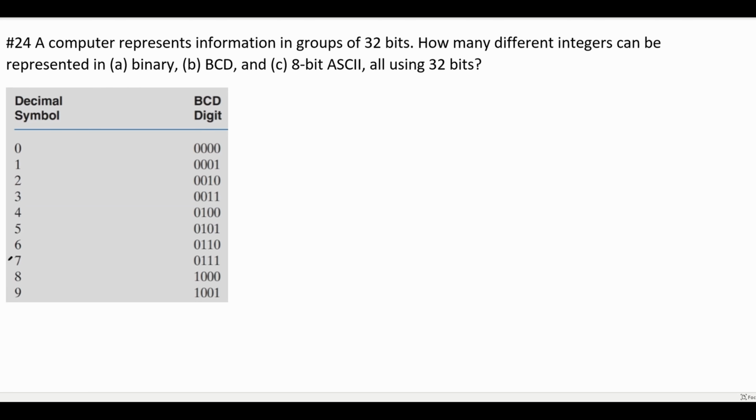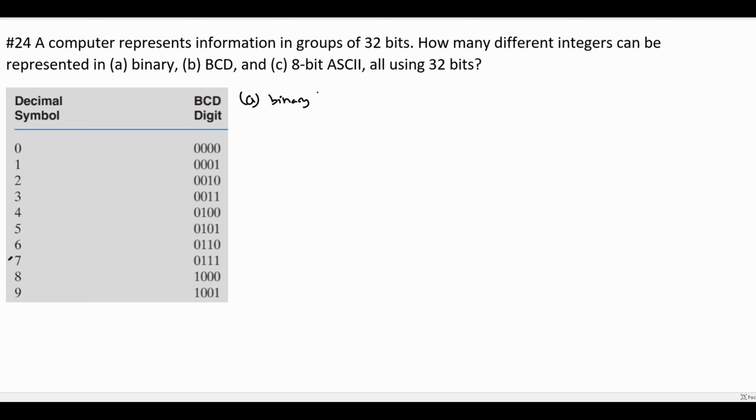For this last problem, we have a computer that represents information in groups of 32 bits. We are asked how many different integers can be represented in binary, BCD, and 8-bit ASCII. First, we are going to start out with binary.